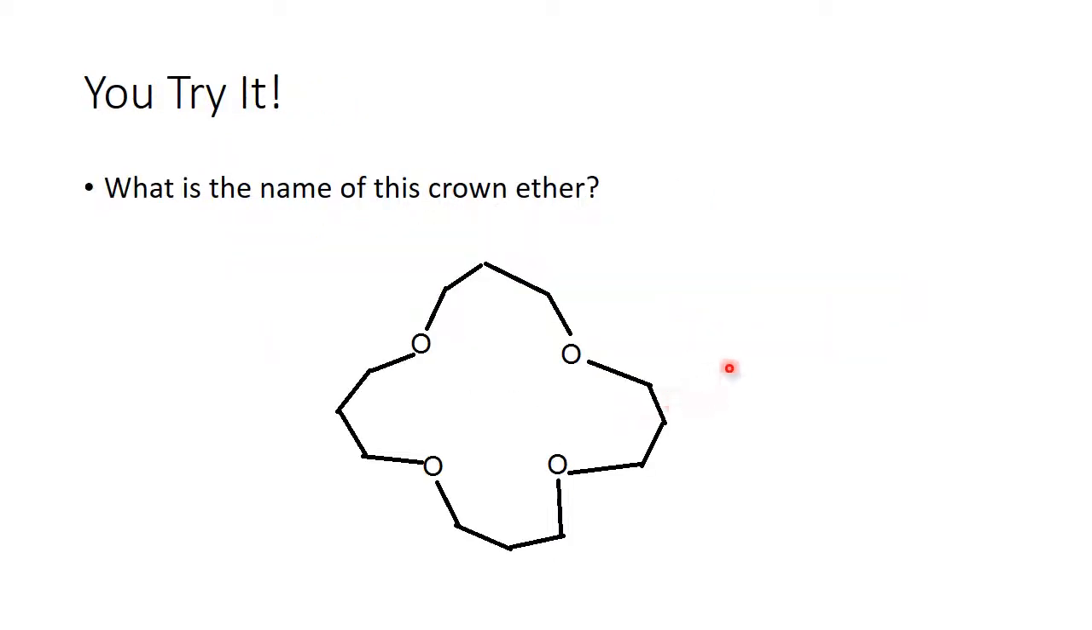Go ahead and try to name this crown ether. If I count the atoms on the outside, I would find there's 3, 6, 9, 12, 13, 14, 15, 16. And then if I count the oxygens, there's 4. So the name of this crown ether is 16 crown 4 ether.